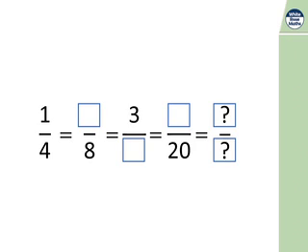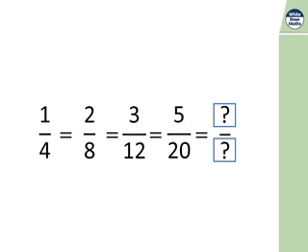Let's have a look. 1 quarter is equivalent to 2/8. Then we should have 3/12 and 5 20ths. Now with this final one, we could have lots of different options here. Maybe you put 4/16 or 10/40. There's many options.